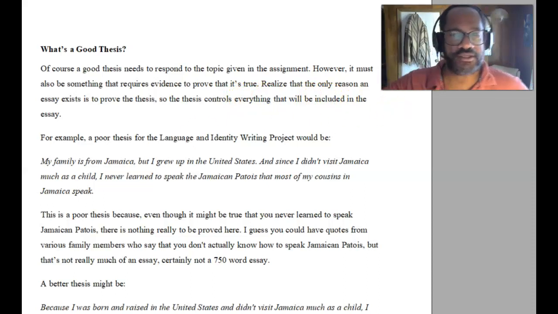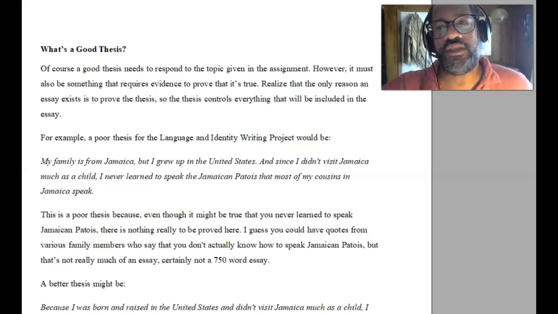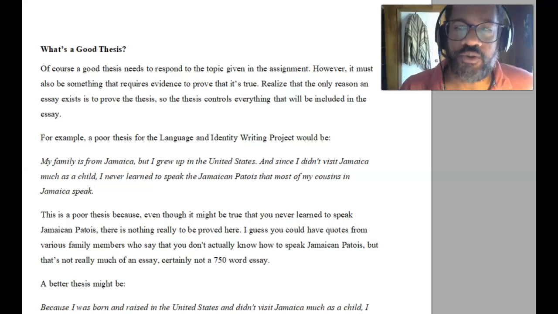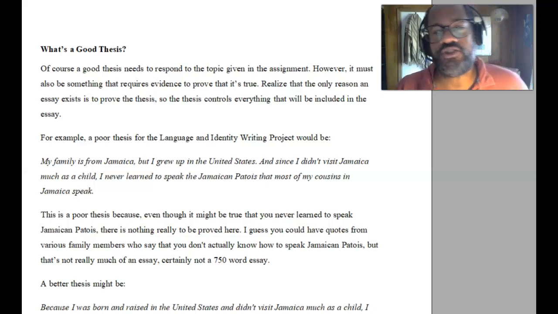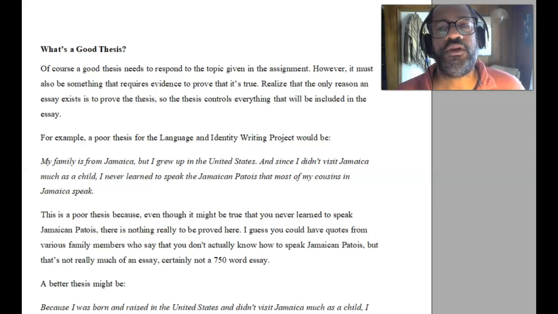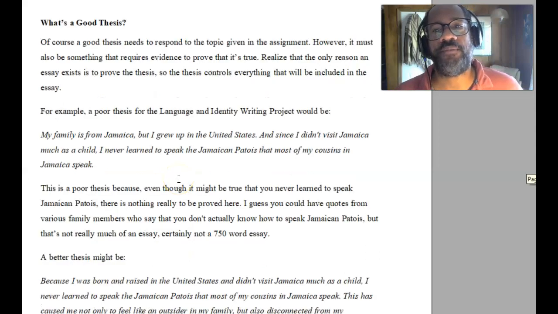So again, like I said before, the only reason we have an essay is because we have a thesis that needs to be proved, and everything in there is proving that. And if you sometimes have issues figuring out what you're supposed to be writing about, it might be because you don't have a strong thesis. You aren't clear: wait, what am I supposed to be proving here? So let's look at some examples of what can make a good thesis for this language and identity project.